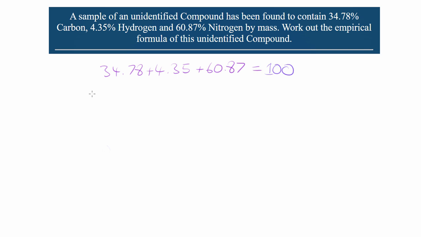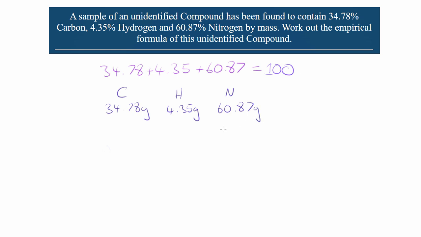Now, as you've seen from our calculation, the total is 100%, right? So 100 grams means, given these are percentages by mass, that these percentages are going to be masses. So therefore, we're going to have carbon 34.78 grams, hydrogen 4.35 grams, and nitrogen 60.87 grams.